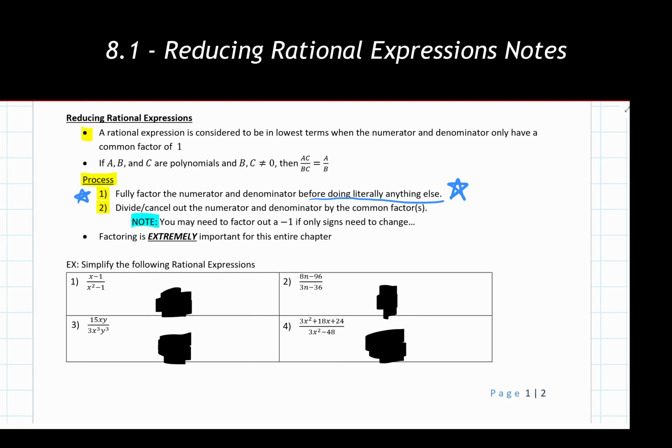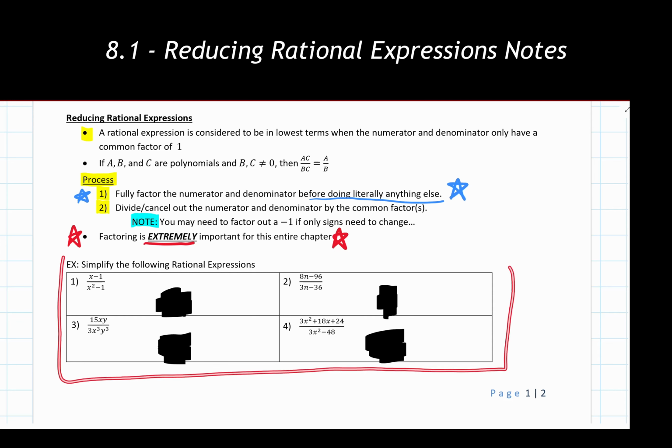Now, it should be noted with this entire section that we have here, and really this entire chapter, factoring is going to be extremely important as we go through all of this. So if you need to, go back and take a look at the Chapter 7 notes and Chapter 7 videos that have been posted, because we're going to use factoring for all of these problems. We'll see here shortly. We'll get started on looking at the 4 examples that we have listed right down here.